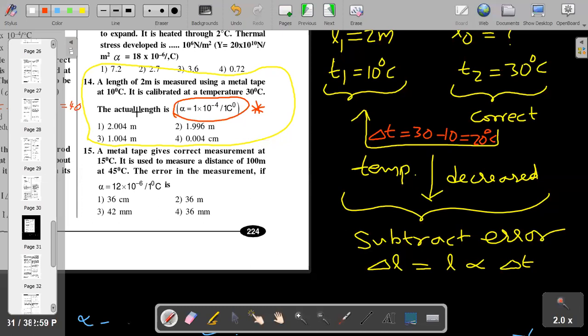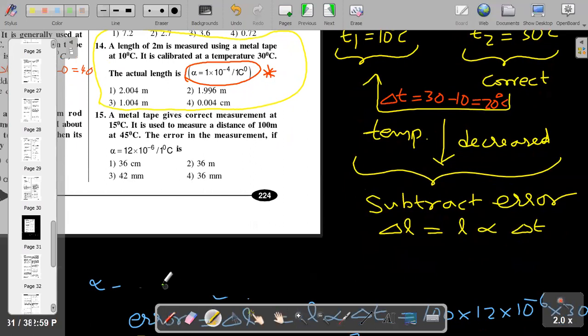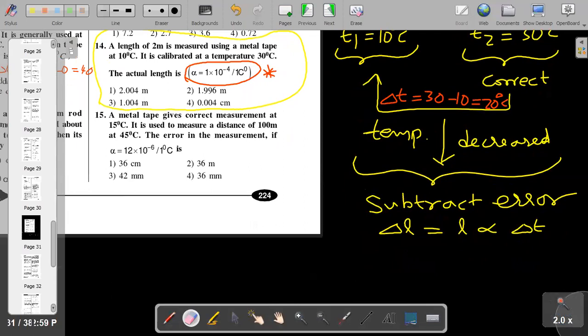But they're asking to find the actual length. So the first point we understood is that the error must be subtracted. So from this information, we have to find L naught, right? Yes, we have to find L naught.